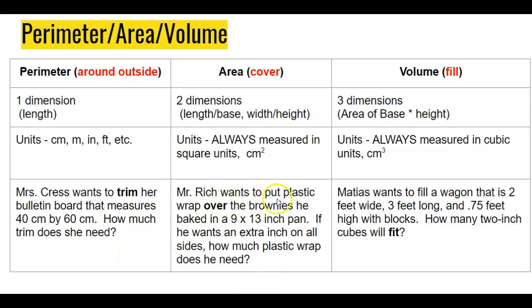Mr. Rich wants to put plastic wrap over the brownies he baked in a 9 by 13 inch pan. If he wants an extra inch on all sides, how much plastic wrap does he need? Well, he is going to go over the brownies in the pan. He's going to cover them, so that means that this is an area problem.